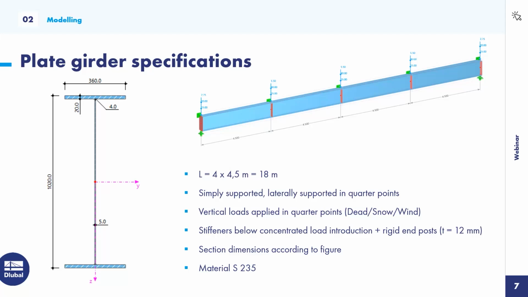The cross-section is shown here on the left side, so we have a very slender web plate with a height of 1 meter and a thickness of only 5 millimeters. And the flanges have dimensions of 20 millimeter thickness and a width of 360 millimeters. The material is a mild steel S235. All right, after we clarified this, let's go into the program and start modeling this.